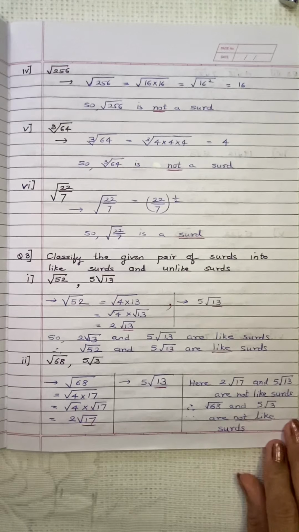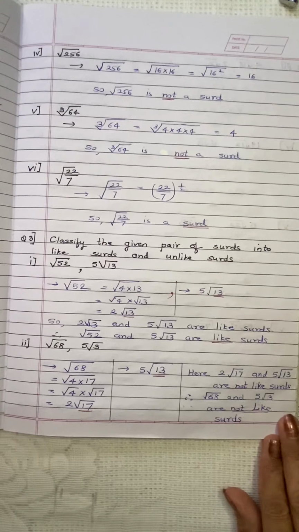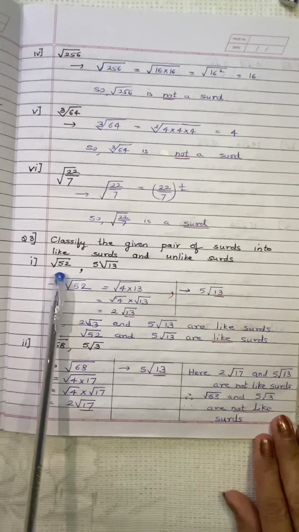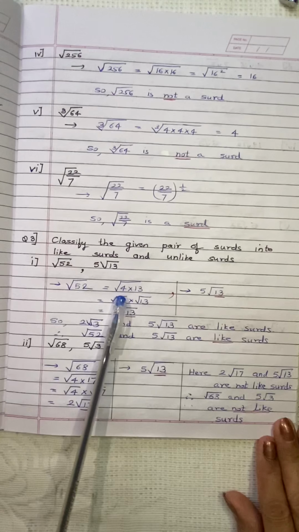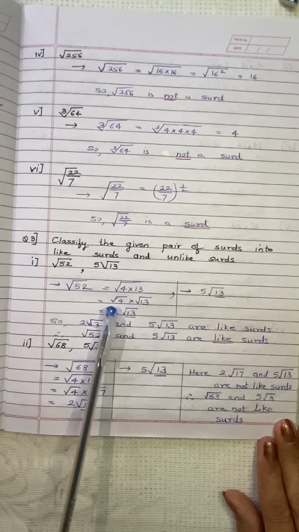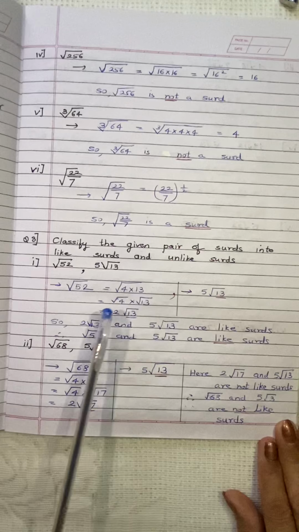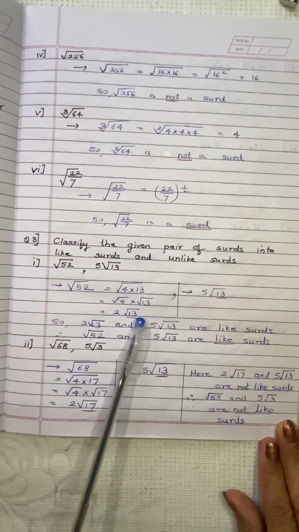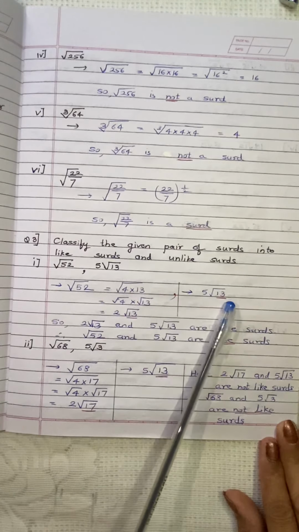Let's come to question number 3. Classify the given pair of surds into like surds and unlike surds. Now root 52 and 5 root 13. Now root 52 we can split as 4 into 13, and we can separate their radical, that is root 4 into root 13. Now root 4 is a perfect square, so 2 root 13, and this we cannot split, it's a prime number, so 5 root 13 will remain as it is.